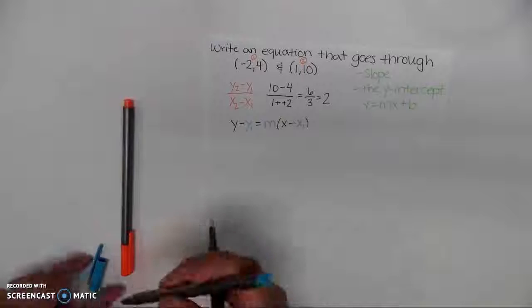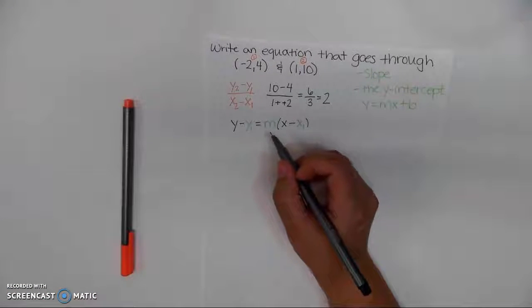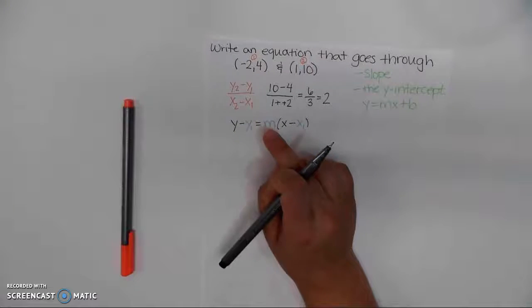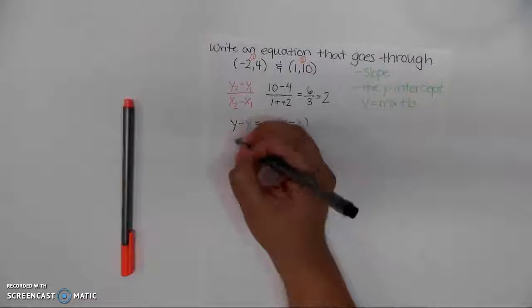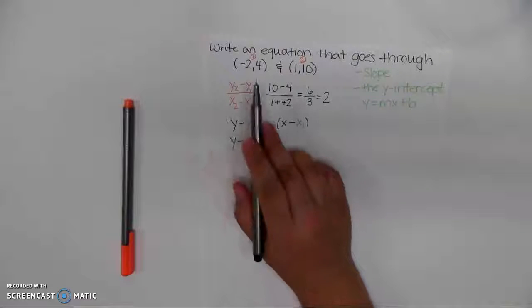If you're asking yourself right now, why does she have 2 different colors here? Why is she using blue for y1, m, and x1? Well, those are the things that are going to get replaced with numbers. Everything else is going to stay the same. So my y minus is going to stay the same. My y1 is going to be either point here.